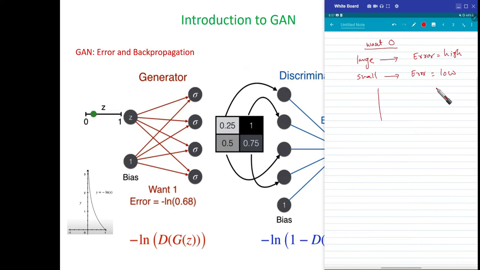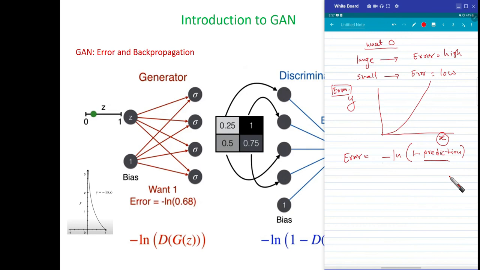For example, let's say the output of the discriminator is X, and this is the error function, that is, how it models the error, okay? Given the output of the discriminator, he thinks, maybe I can model this phenomenon as the negative of the logarithm of 1 minus X, where X is the prediction, right? So if the prediction comes high, the negative logarithm of 1 minus prediction becomes very high. And if the prediction is low, the error becomes low. So this is one way to model this error.